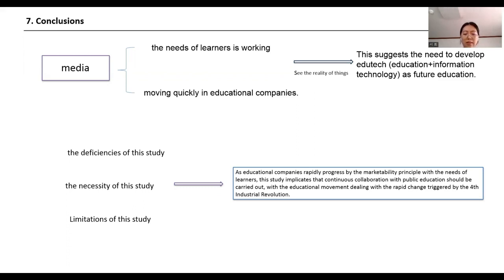In conclusion, the study analyzes how users can learn English through metaverse. It is meaningful because English has the potential to reflect the advantages of metaverse sufficiently. As educational companies progress rapidly by the marketability principle with the needs of learners, this study implicates that conscious collaboration with public education should be carried out with the educational movement dealing with the period changing triggered by the first industry revolution.